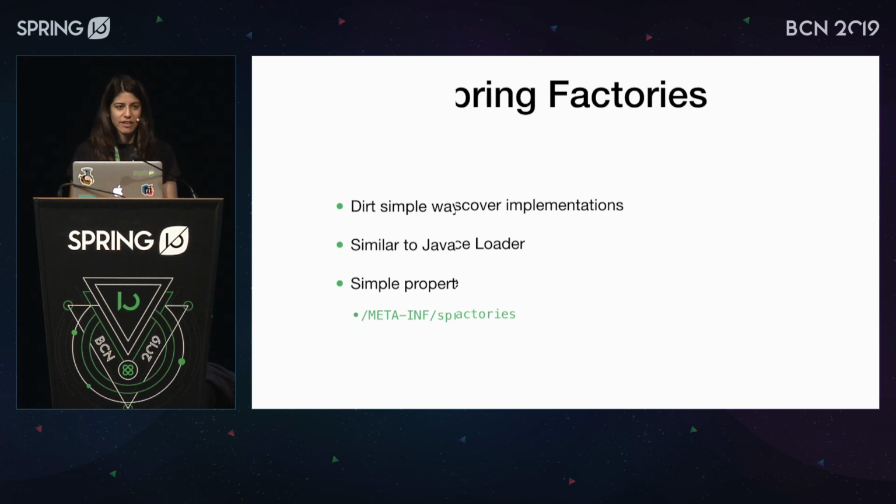And spring.factories is basically a very simple way to discover implementations. So it's kind of like Java's service loader. It's basically a very simple properties file that always lives under META-INF/spring.factories. So all the auto configurations will be present in spring.factories. For auto configuration, it'll be under the key enable auto configuration, and it'll be a list of everything that needs to be configured.